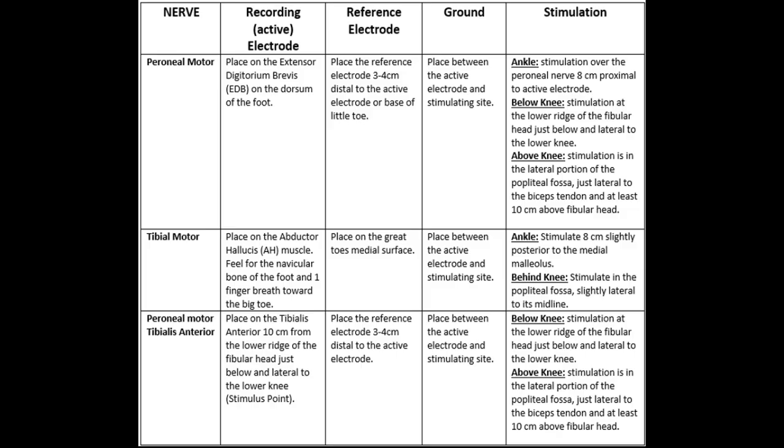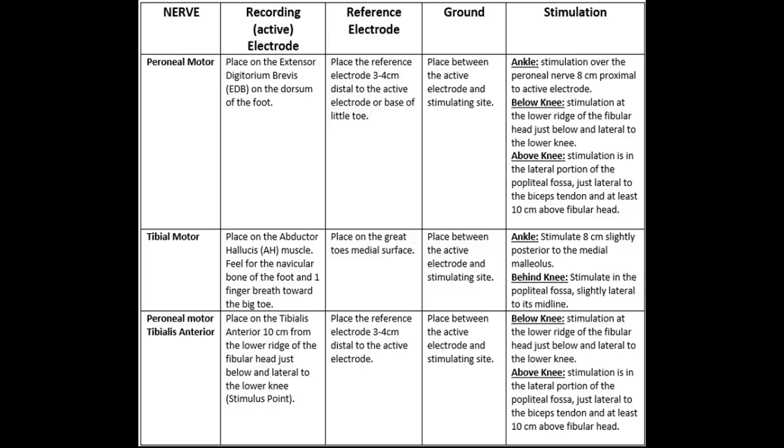For the tibial nerve, you're going to place your recording electrode on the abductor hallucis. I'm going to show you that muscle. Feel for the navicular bone, which is the prominent bone. If you go down from the medial malleolus further down, the most prominent bone is the navicular bone. So you just go 1 finger breadth below that to apply the recording electrode. Then you're going to place the reference electrode 3 to 4 centimeters distal. And then you're going to stimulate 8 centimeters slightly posterior to the medial malleolus. I'm going to show you the figure.